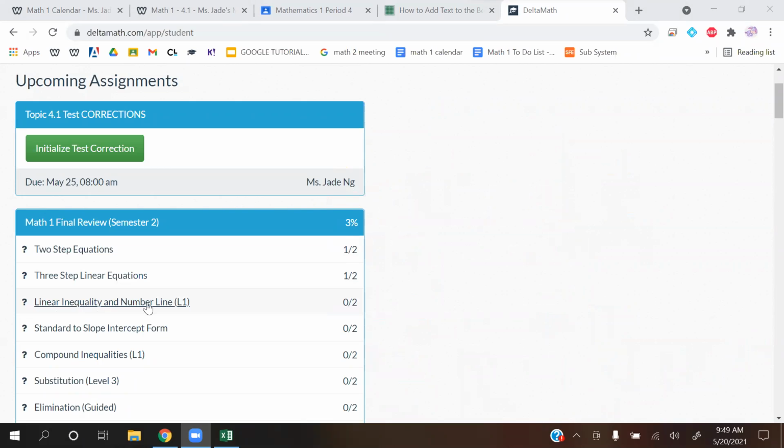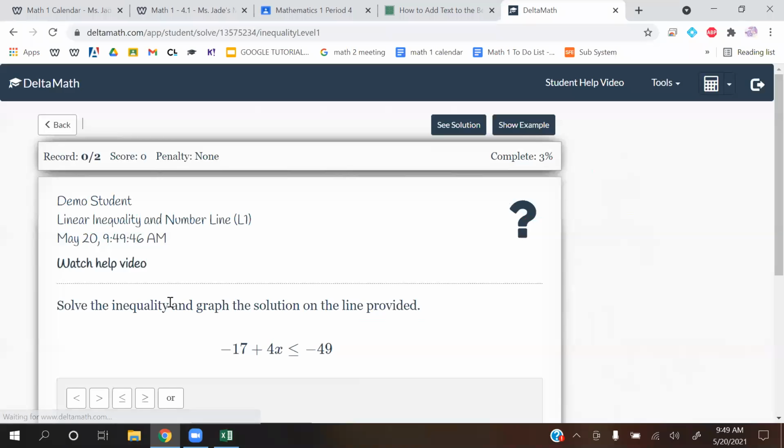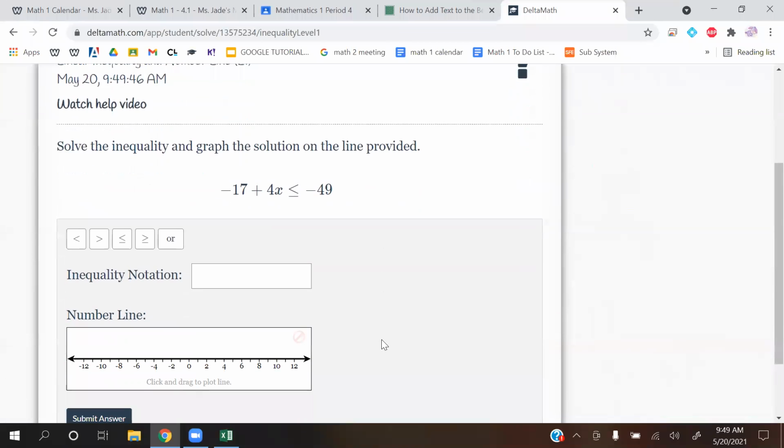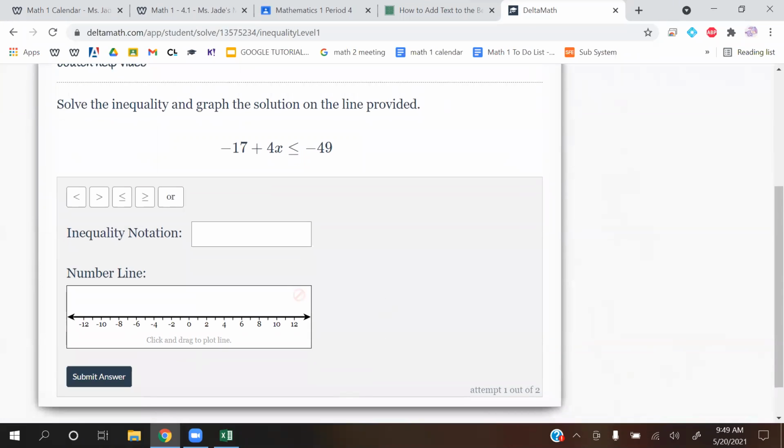Let's do linear inequality and number line. Okay, solve the inequality and graph the solution on the line provided. So we just need to get x by itself. It's pretty much just like the equations we did earlier. So I'm going to add 17 because I want x by itself. Those will cancel out. We will get 4x is less than or equal to negative 32.